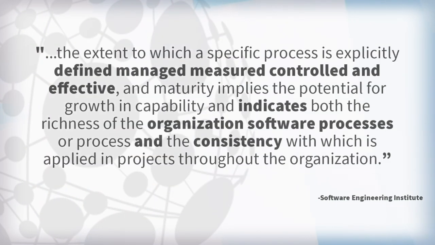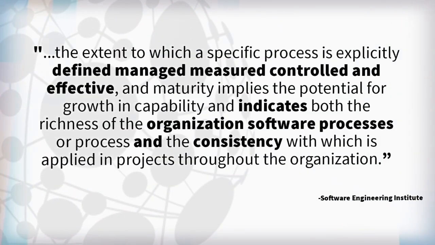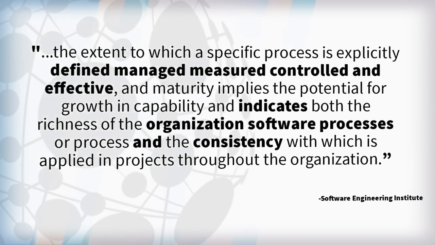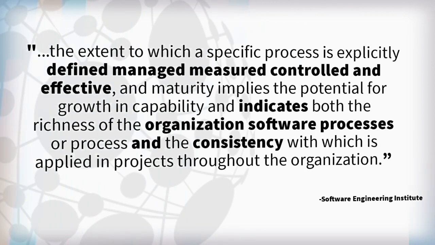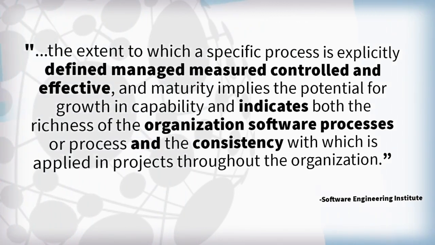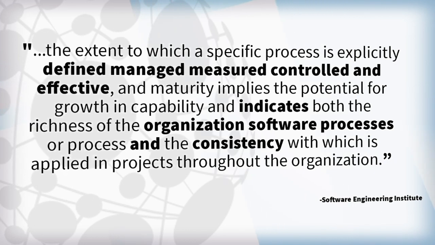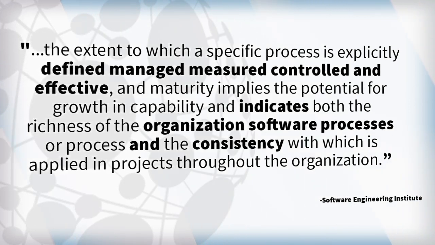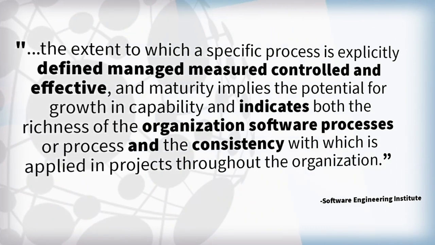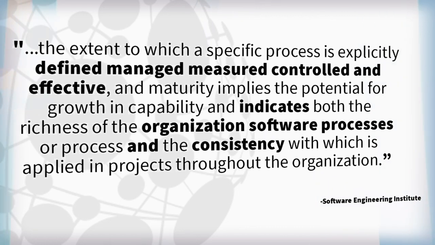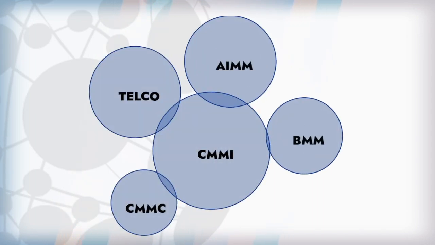To understand process maturity, look at how it was defined with respect to software. Software process maturity is the extent to which a specific process is explicitly defined, managed, measured, controlled, and effective. Maturity implies the potential for growth in capability and indicates both the richness of the organization's software processes and the consistency with which it is applied in projects throughout the organization. Later, the CMM evolved into the CMMI, and then a whole number of maturity models sprouted up from there.